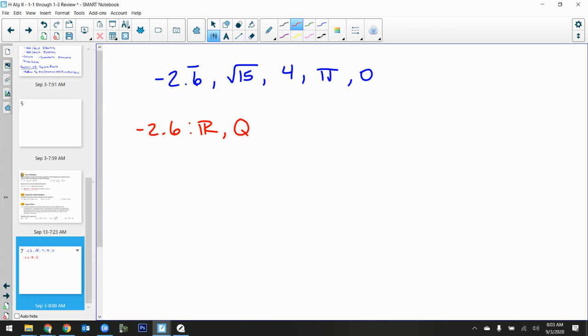Zero, right? Zero. It's real. Is it rational or irrational? Rational. Is it an integer? Yes. Is it whole? Yes. Is it natural? No. Remember, zero is the only member of the whole number set that is not a member of the natural number set.